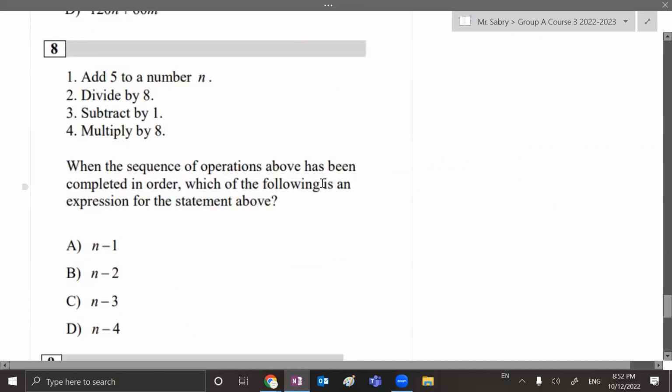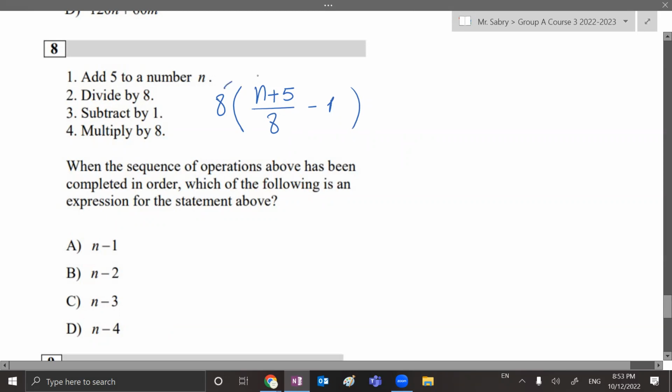Number 8 says add 5 to a number n, so to n I'll add 5, divide by 8, so I'll divide this whole thing by 8, subtract 1, so I'll subtract 1, multiply by 8, so this whole thing will be multiplied by 8. When the sequence of operations below has been completed, which of the following is an expression for the statement above? That's what you need to do.